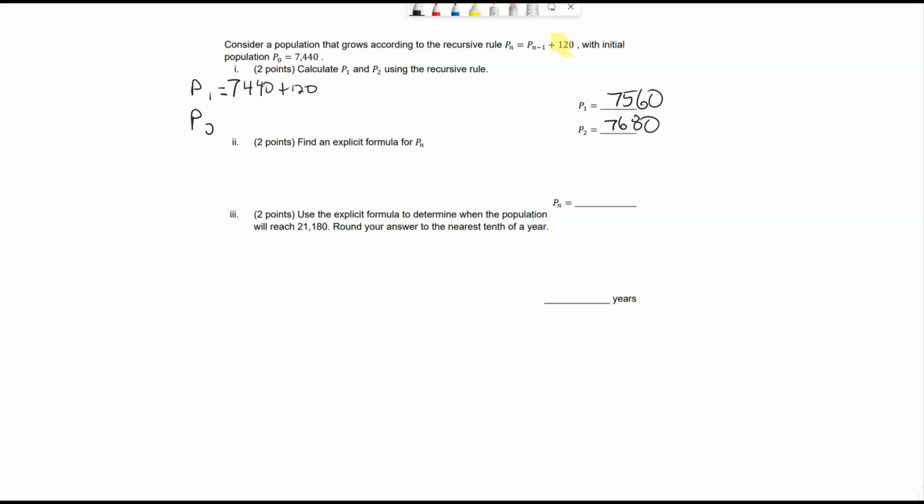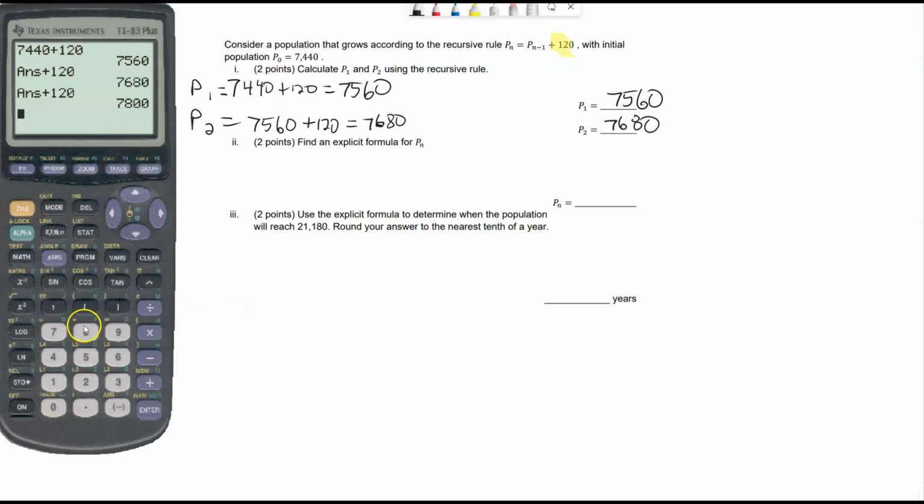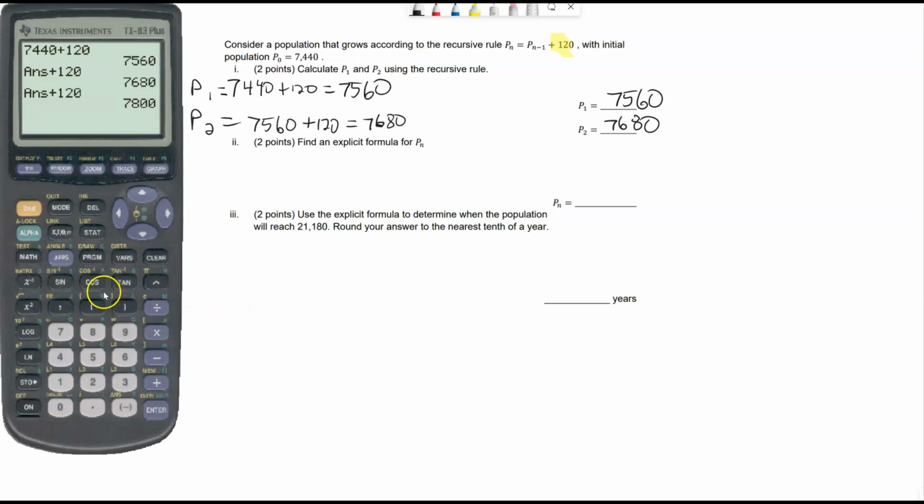So P sub 2 would be, let's see, this one was 7560. If we take 7560 and add another 120, we get 7680. So this is how we would find these terms one step at a time. Also, this is linear because we're just adding 120.